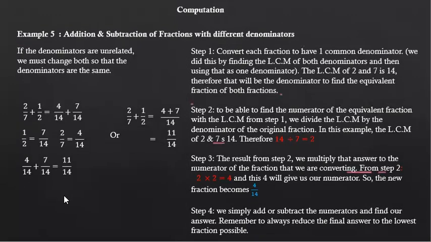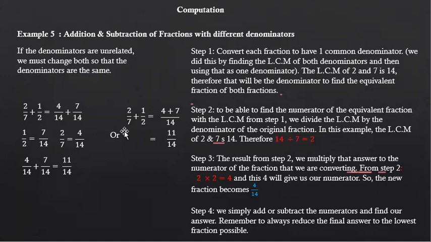So let me go through it now using the example. We had 2 7s plus a half, and when we converted it using this method, we got 4 over 14 plus 7 over 14. Because the equivalent of a half is 7 over 14, and the equivalent of 2 7s is 4 over 14. So then we get 4 over 14 plus 7 over 14. 4 plus 7 is 11. We get 11 over 14. Can this be broken down simpler without leaving any remainders? No, it cannot, so it remains as is.